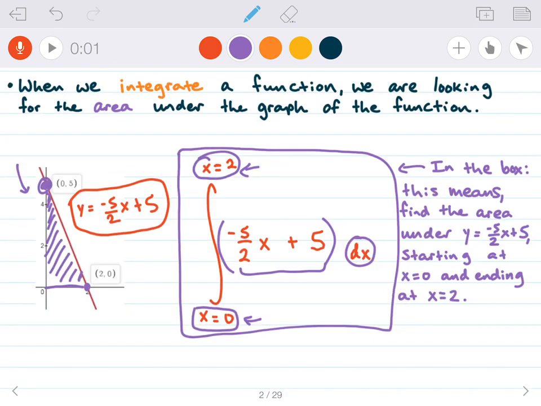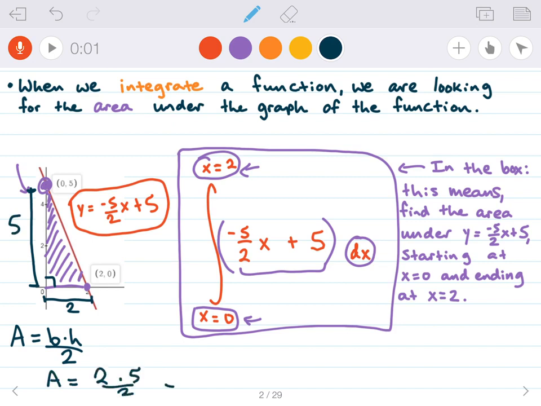So what is that area? Well, if we look at this, it's a right triangle, right? I know how to find the area of a right triangle. The area of a triangle is just base times height over 2. And the length of the base is 2, all right? And what's the height of this triangle? Well, this triangle has a height of 5. All right, so the area of this triangle is just 2 times 5 over 2, which is just 5 units squared.